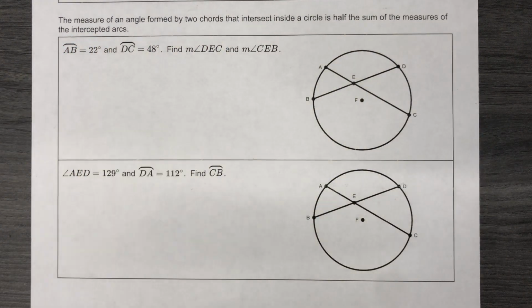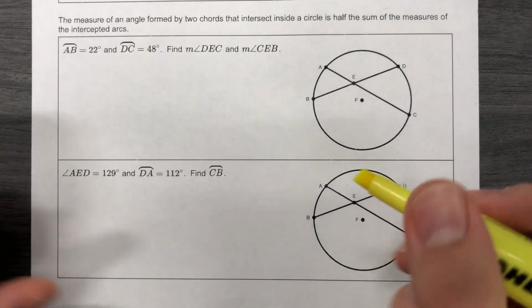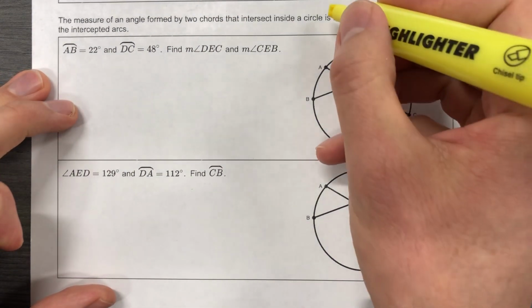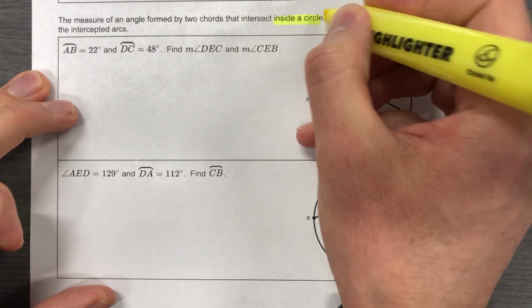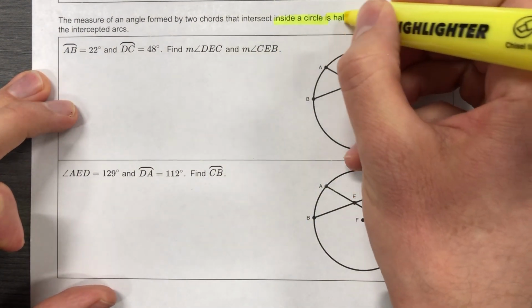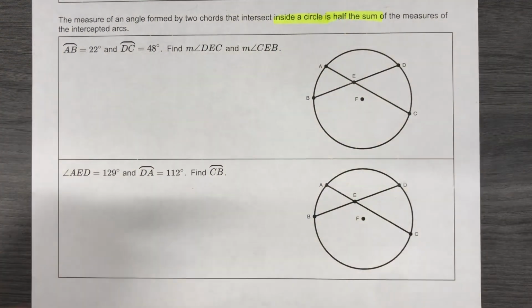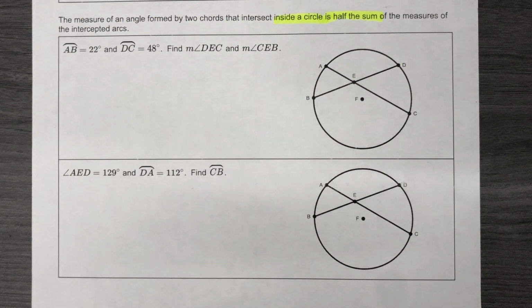Okay, so here's what's going on. If I am inside a circle, then it's going to be half the sum. And those are the key words that are going to help us out. So you'll see what I mean as I keep writing.